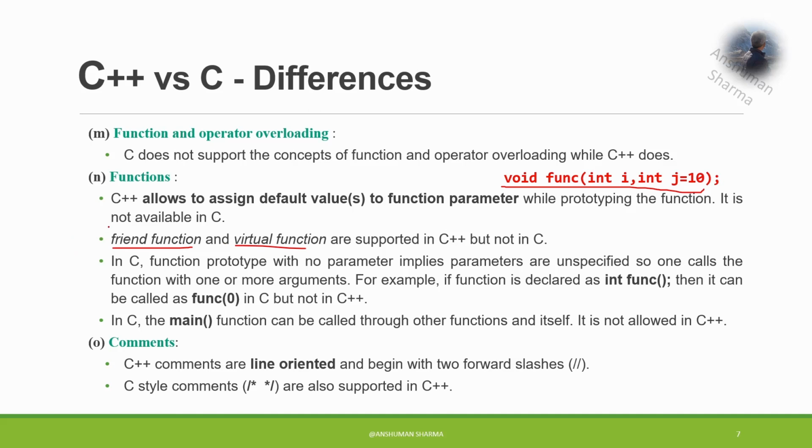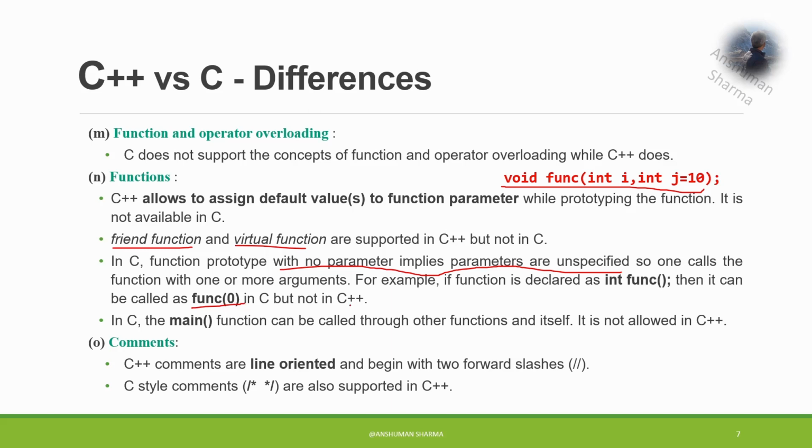Next, we can differentiate in C++: a function type with no prototype implies that parameters are unspecified. So we can call it when it is unspecified. You can call it with one, two, or more arguments. But in case of C++, it is not allowed. So if you are simply writing int function with an empty bracket, you can call it with arguments in C but not in C++.